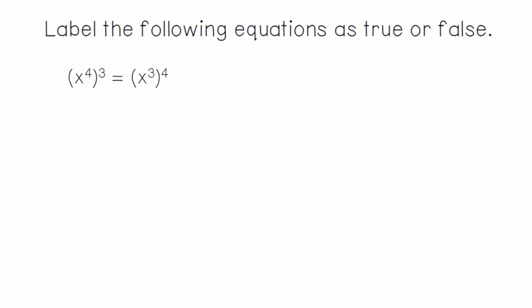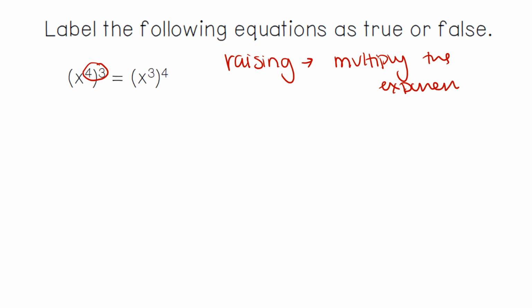For this problem, we want to decide if this statement is true or false. So the first thing we're going to look at is that we have exponents that are side by side, which means we are raising to a power. When we're raising to a power, we're going to multiply the exponents. And so I can multiply the 4 and the 3 to get 12. And so I have x to the 12th.